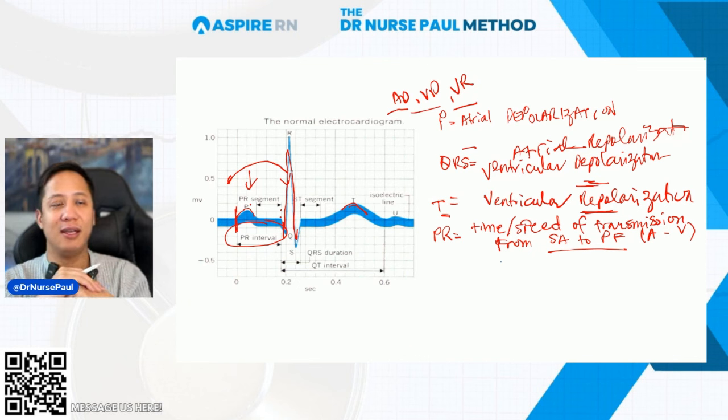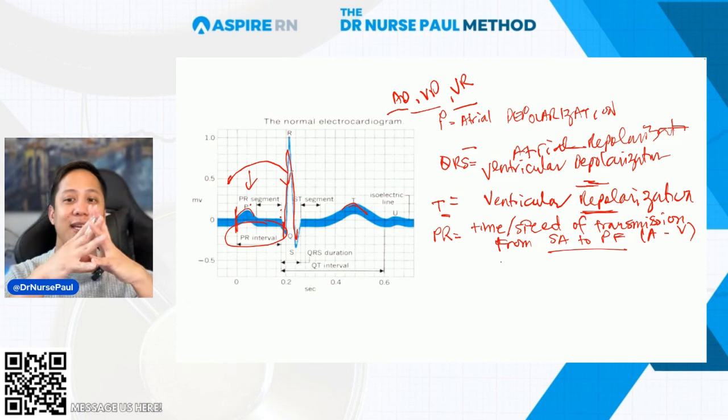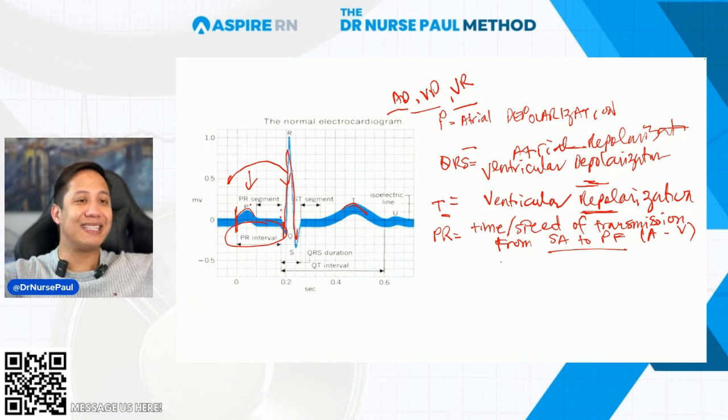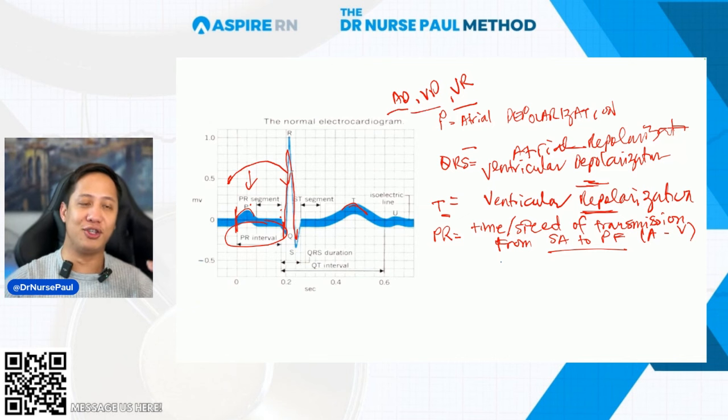You got it? So watch out. Prolonged PR interval might tell you that there's an AV block. Combining it together, remember, PR talks about AV node. And prolonged PR can tell you that it is an AV block, and we call it block because the AV node is blocking the impulse from SA node going to Purkinje. We talked about that earlier, right? Okay, so that's PR interval.